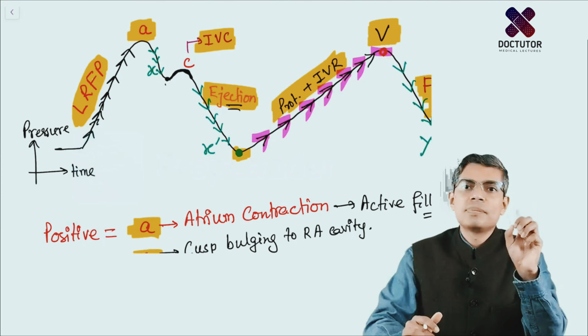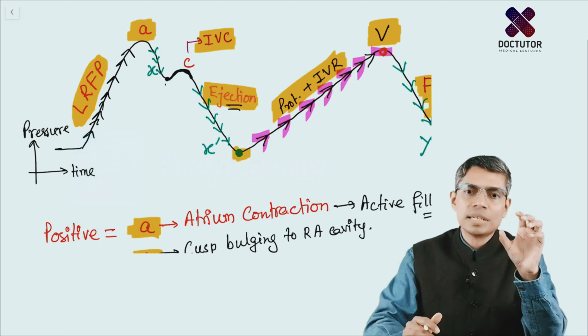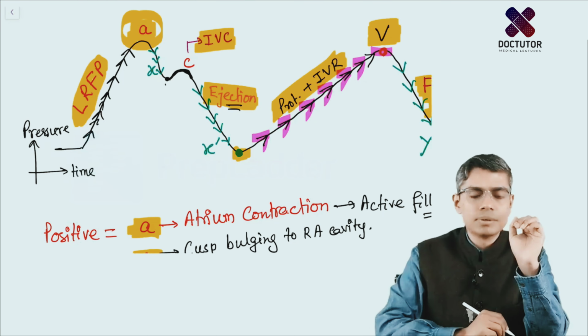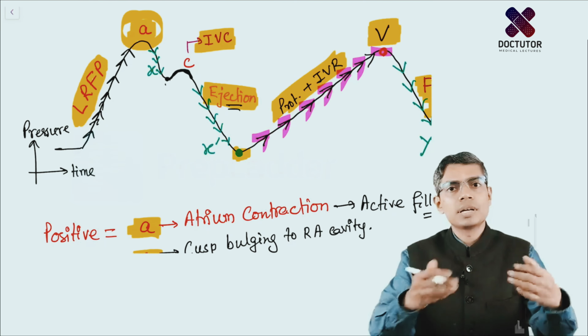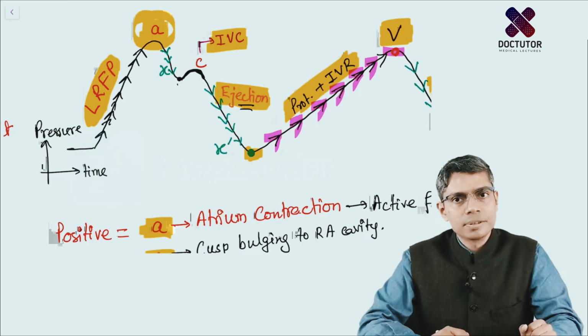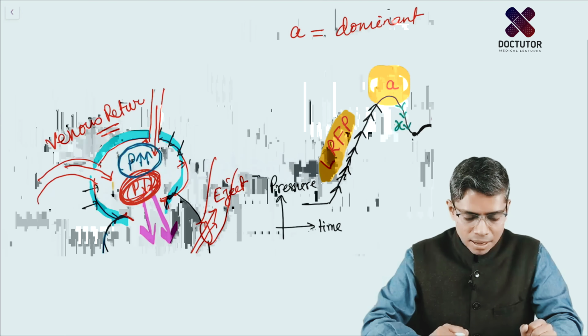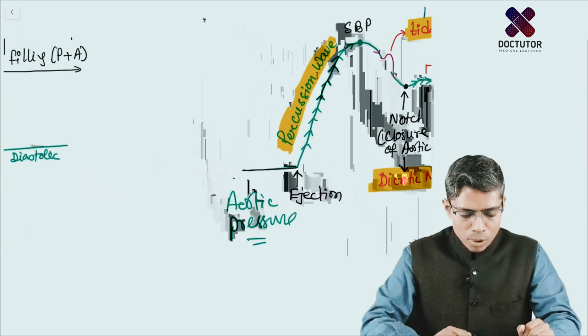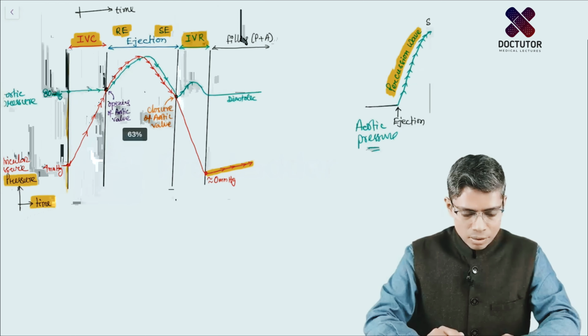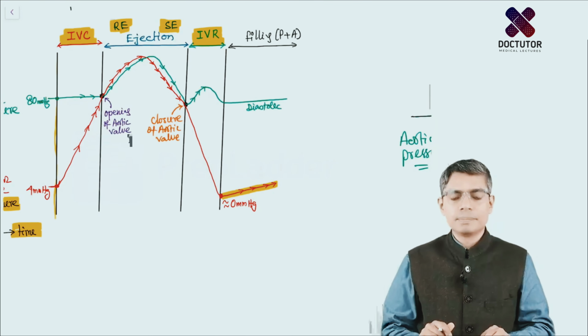So if there is atrial fibrillation, the atrium is not able to contract properly, then you are not going to get this A wave. Right? So this way you can understand the pathology in a better way. So now if I want to plot this A wave in this original diagram, or Wiggers' diagram.